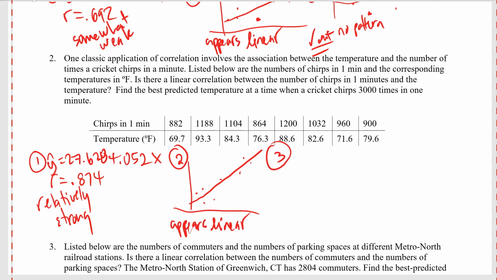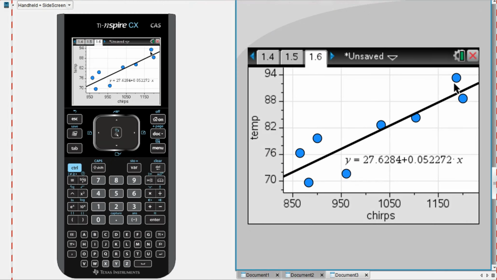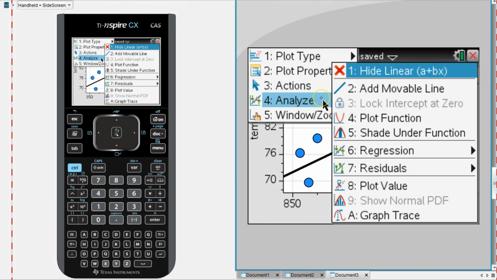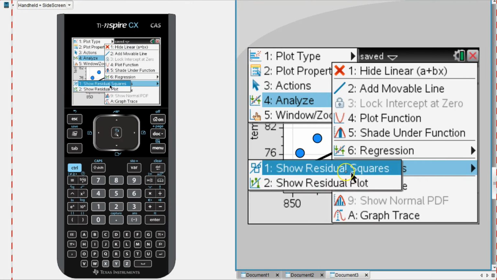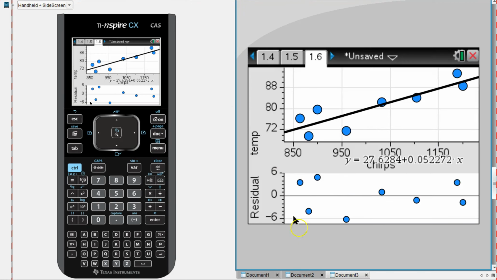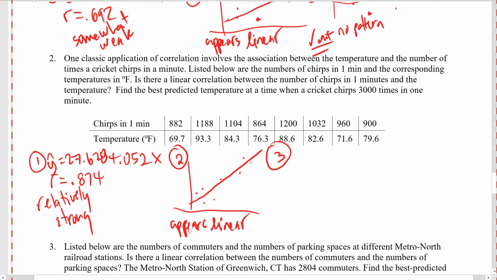Third, we look at the residual plot. How do I get that residual plot? It is under Analyze, Residual Plot, sketch it. Overall, no big pattern. I shouldn't see like, oh, well, this went up, down, up, down, up, down. Oh, the next one's going to go up and down. It's jumping around. So then you sketch it.